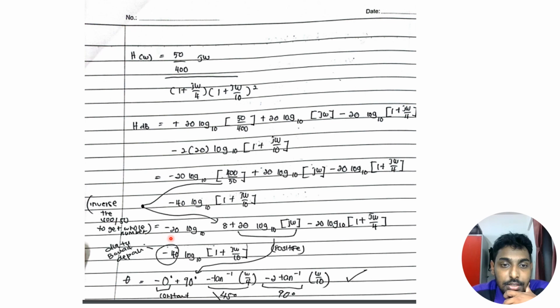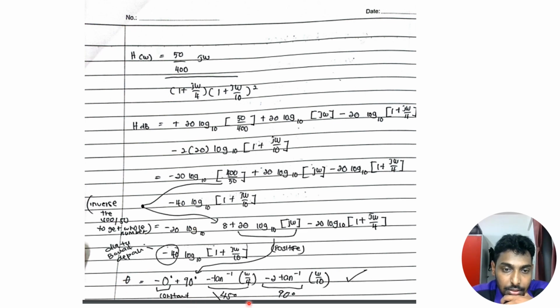So the new equation will be negative 20 log 8 plus 20 log j omega, negative 20 log of 1 plus j omega divided by 4, and negative 40, that is we multiply 2 with 20 log of 1 plus j omega over 10. So we invert the 400 over 50 to get the whole number.